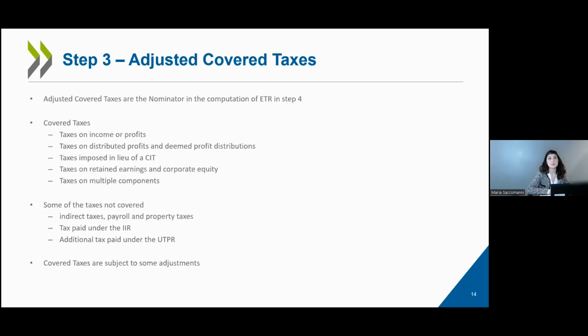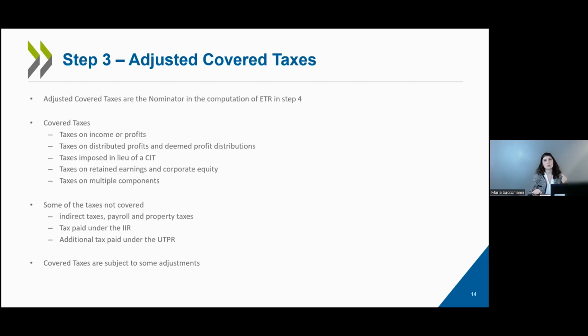Now with step 3, we describe the rule on how the numerator to the ETR fraction should be computed. As a first key concept of Pillar 2, please consider that the numerator is made up of 2 big components. One is the current tax, and the other is the deferred tax amount.